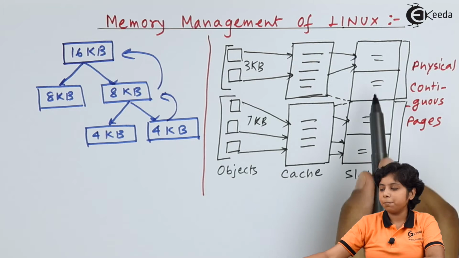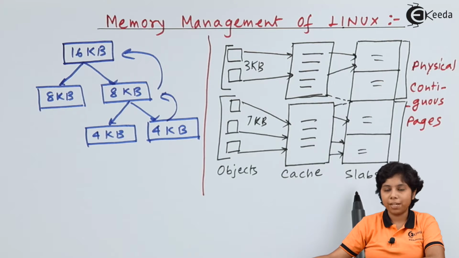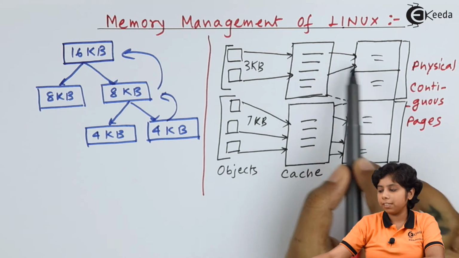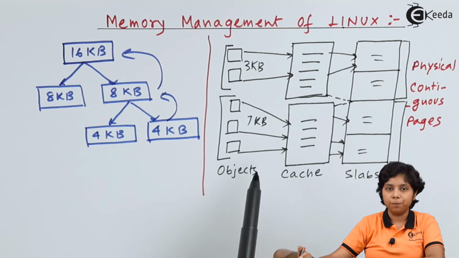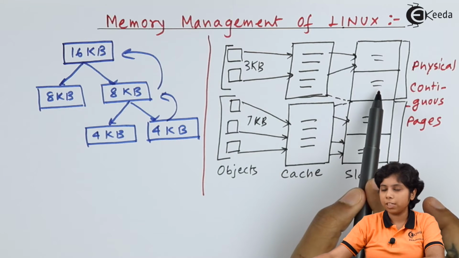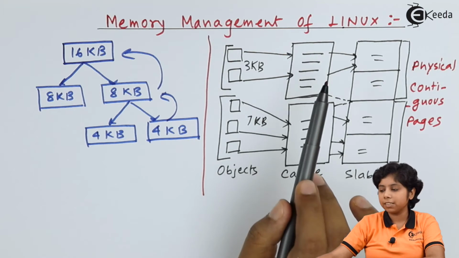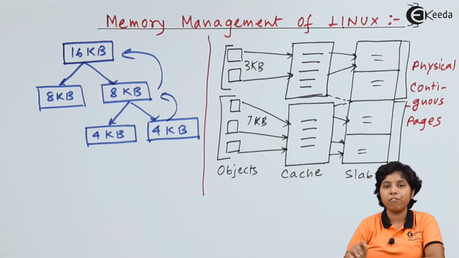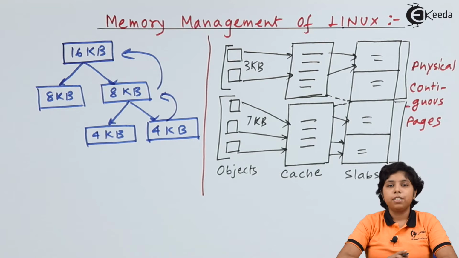So here the slabs are made of physically contiguous pages, and each cache, as you can see, contains 2 slabs here. So the first cache contains 2 slabs, and the cache objects are in turn pointing to the physical page frames. In this way slab allocation can be performed in the Linux kernel. Next we will move from virtual memory to the physical memory.